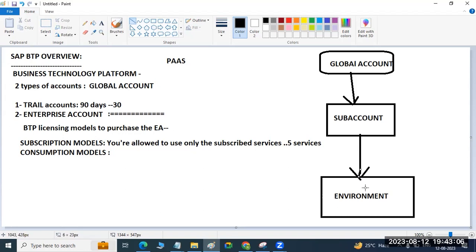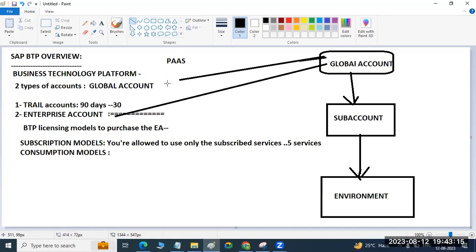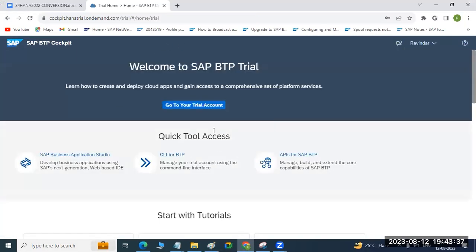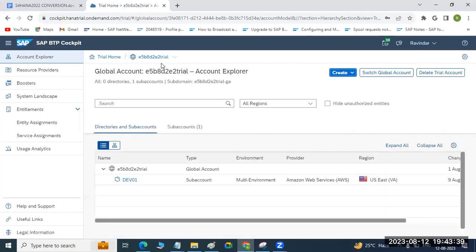So whether this global account is a trial account or an enterprise account, it will not matter. The only thing is the way in which you are working. The way you build the structure hierarchy is the same. They will provide the same structure and the same interface, whether it is the trial account or the enterprise account.